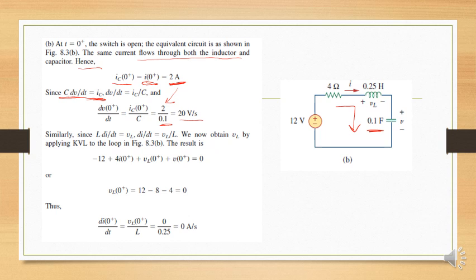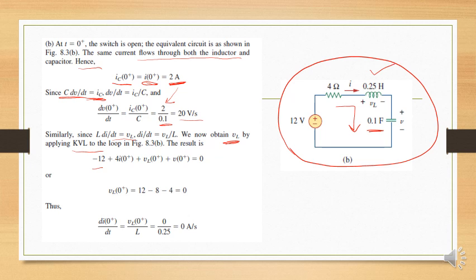Similarly, L di over dt is equal to VL. So di over dt is equal to VL over L. We haven't calculated V of L, we have calculated I of L in the previous step. So we have to find the value of V of L by using Kirchhoff's voltage law, right? So apply Kirchhoff's voltage law on this circuit B. So minus 12 volt plus 4 into I of 0 positive plus VL of 0 positive.